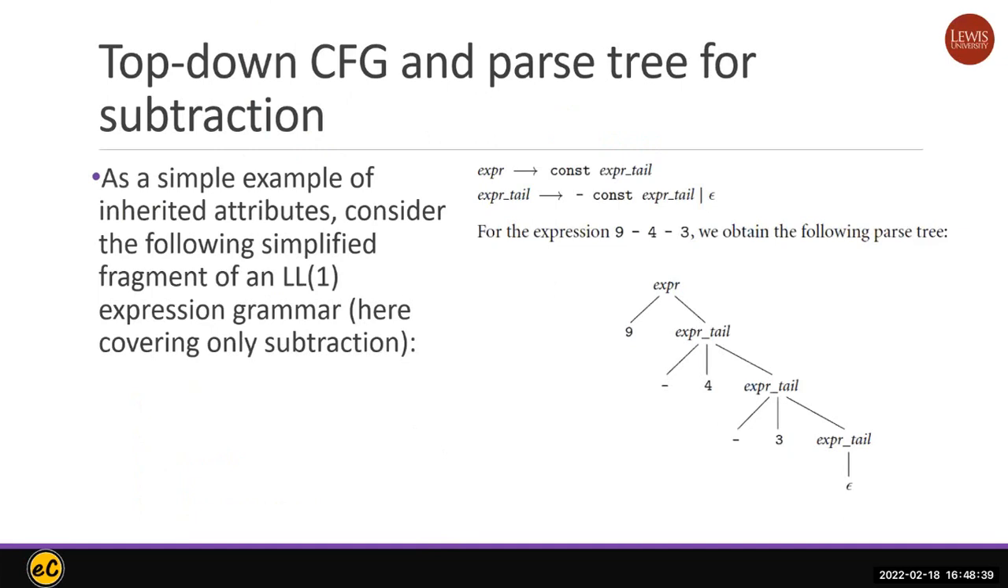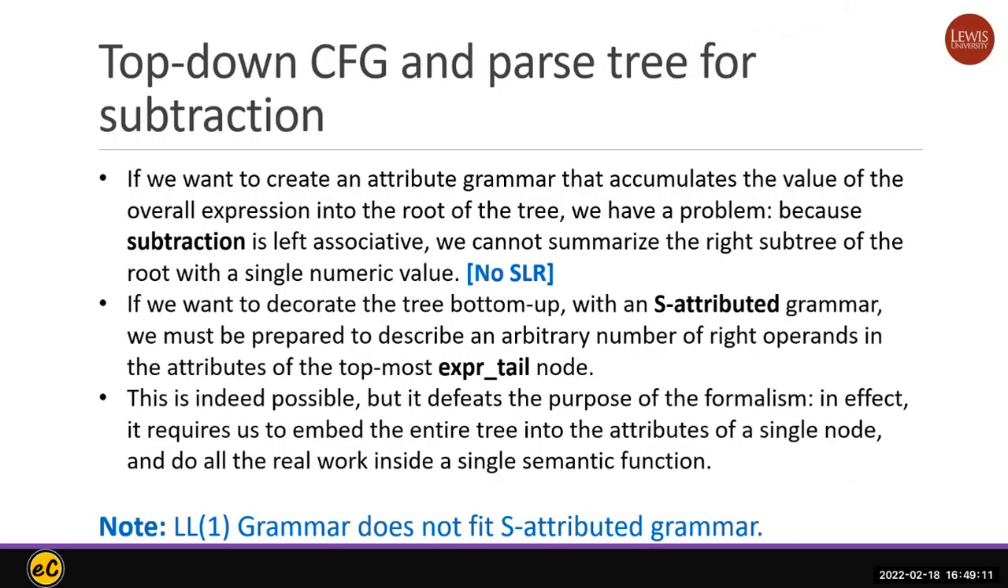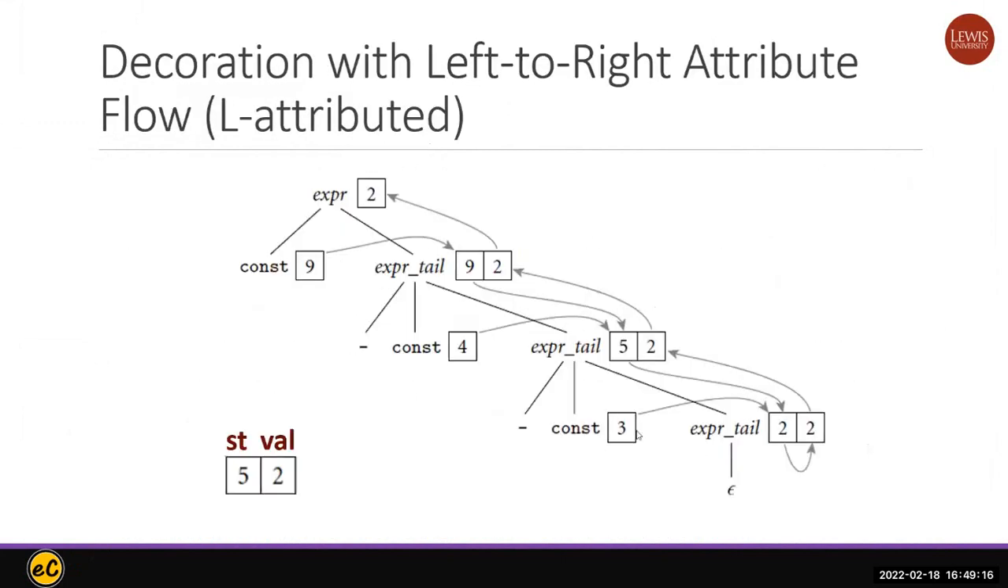So, top-down context-free grammar and the parse tree for subtraction. So here we have 9 minus 4 minus 3. This one is actually a top-down context-free grammar, but as you can see, it is top-down, yet the grammar is built up in the LR format, okay, in the LR format. So here you have such an evaluation tree, and you can decorate it. We will decorate it to get such a result, okay.